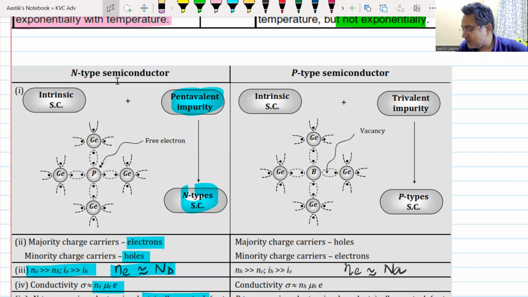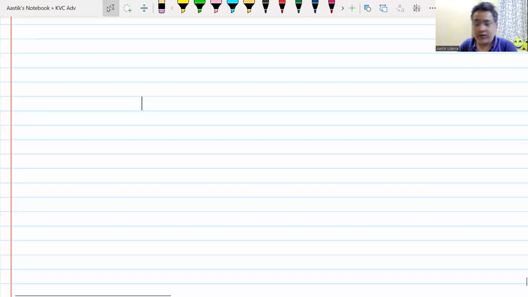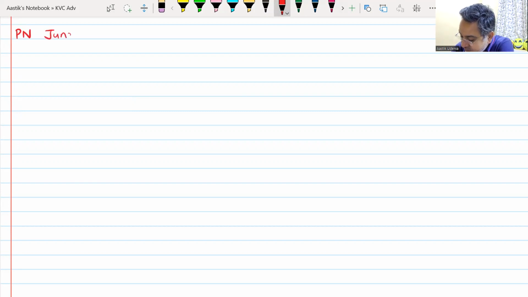In today's class we will move ahead and we will venture into the part where we will be dealing with the combination of a P and N type, and a combination of P and N type is known as PN junction diode. So that is the heading for today's class, PN junction diode. Now, what do you mean by a PN junction diode?